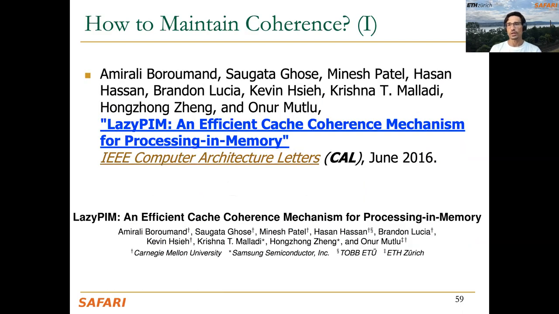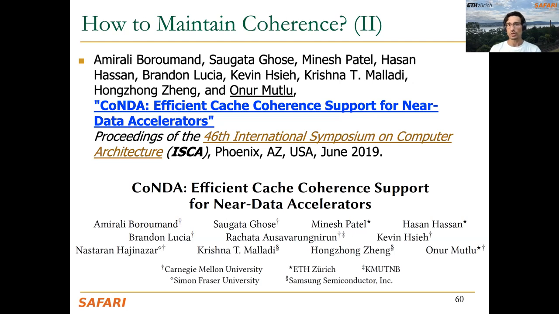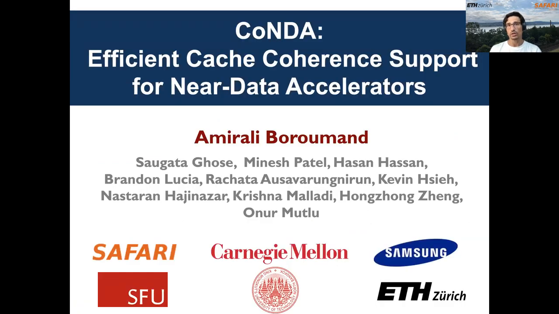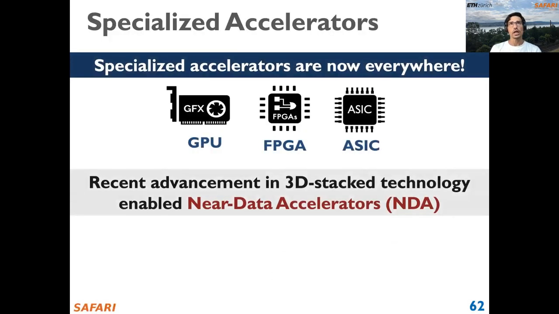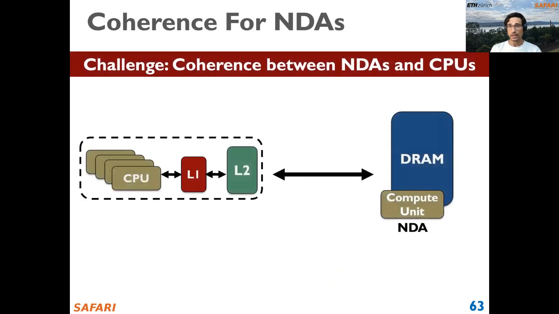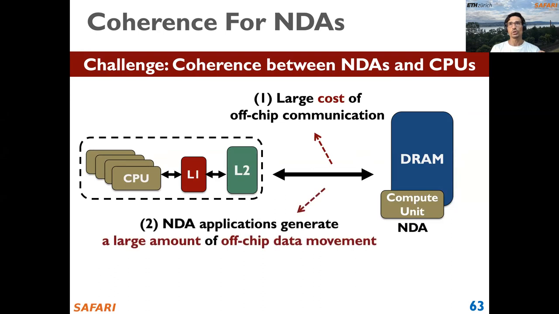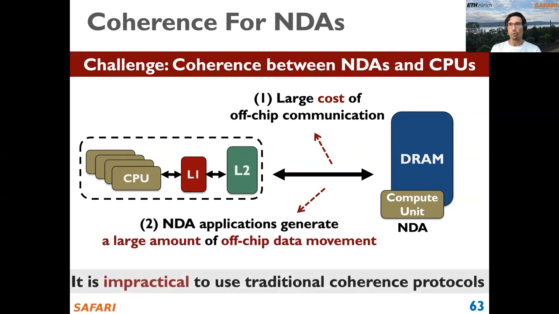A couple of interesting works from our group have provided solutions to maintain coherence. The first one is LazyPIM, and the second one that extends LazyPIM is CoNDA, presented in ISCA 2019. CoNDA proposes efficient cache coherence support for near data accelerators, or processing in-memory accelerators. These near data accelerators are going to be computing on an application at the same time that the host CPU is doing something as well, so we need a way of maintaining coherence between both sides, between the near data accelerator and the host side.